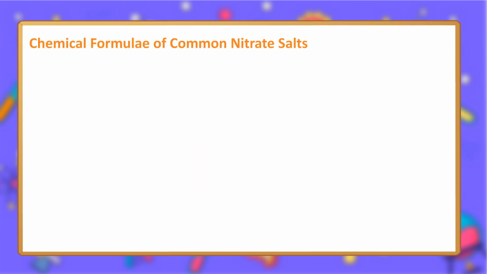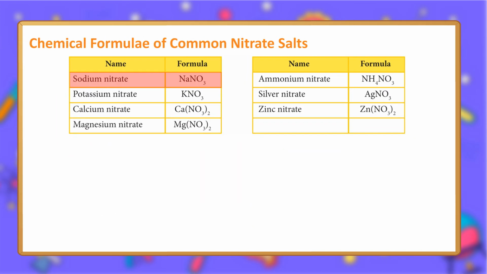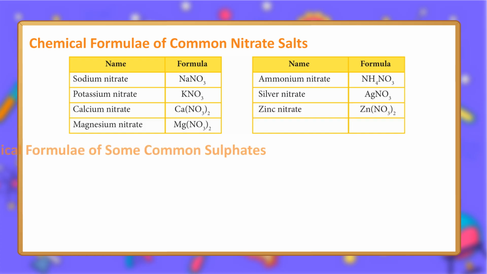Chemical formulae of common nitrate salts. Sodium nitrate, NaNO3. Potassium nitrate, KNO3. Calcium nitrate, Ca(NO3)2. Magnesium nitrate, Mg(NO3)2. Ammonium nitrate, NH4NO3. Silver nitrate, AgNO3. Zinc nitrate, Zn(NO3)2.